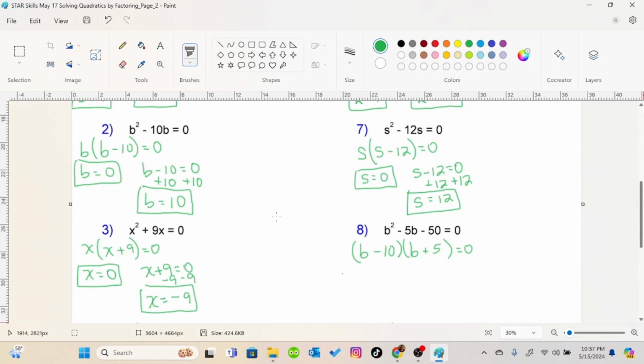Now that we have factored form, we're going to set b minus 10 equal to 0, add 10 to both sides, and b equals 10. Or we set the second factor, b plus 5, equal to 0. We subtract 5 from both sides, and b equals negative 5.